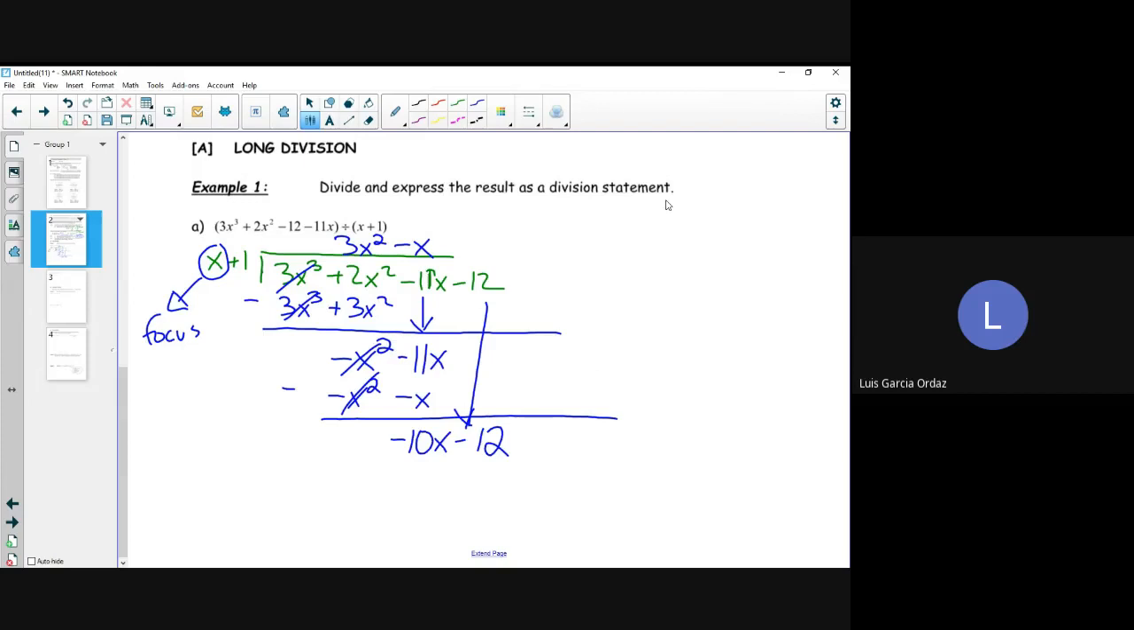So what do we multiply x by to get to negative 10x? Negative 10. All right, so what's negative 10 times positive x? And what's negative 10 times positive 1? Negative 10. These should always cancel out, okay? What's negative 12 minus negative 10? Negative 2. So negative 2 is our remainder.